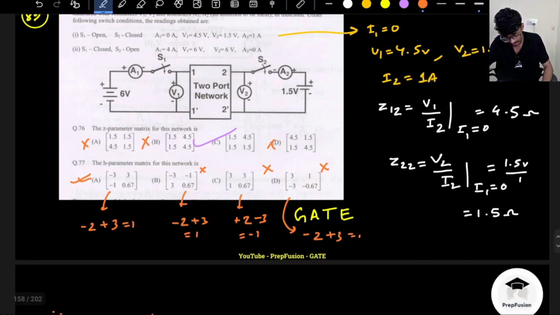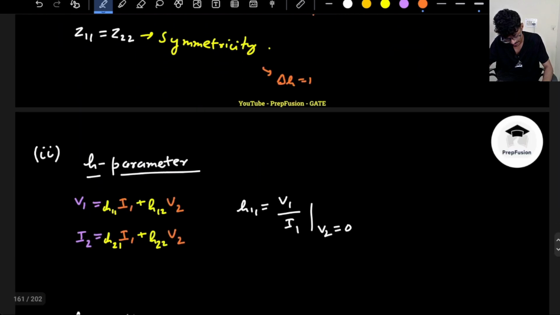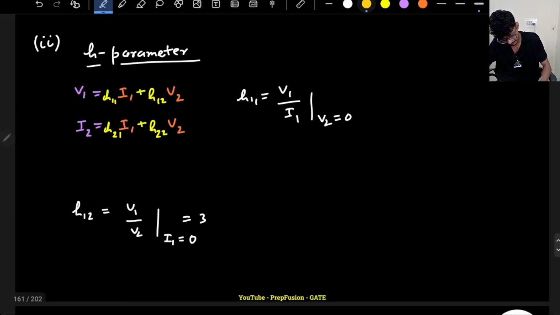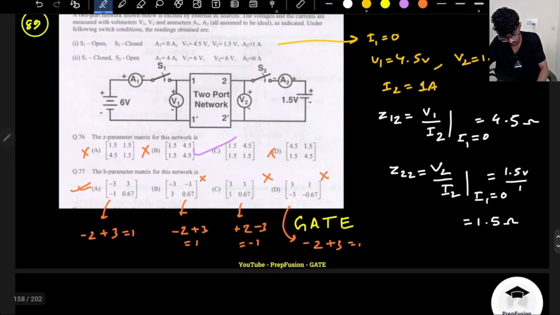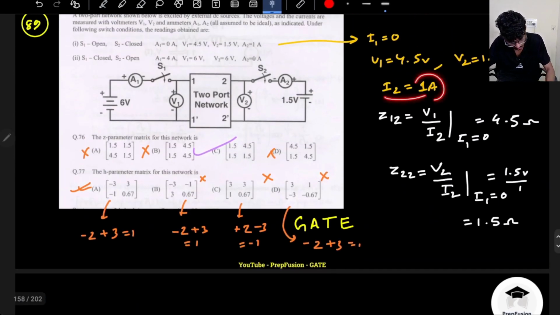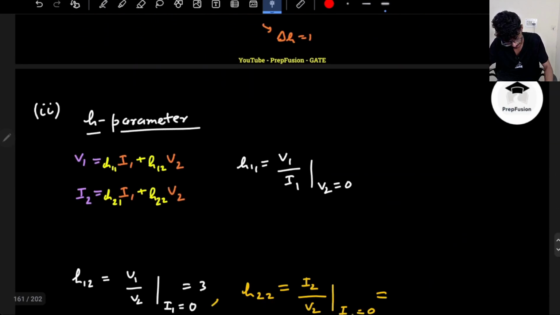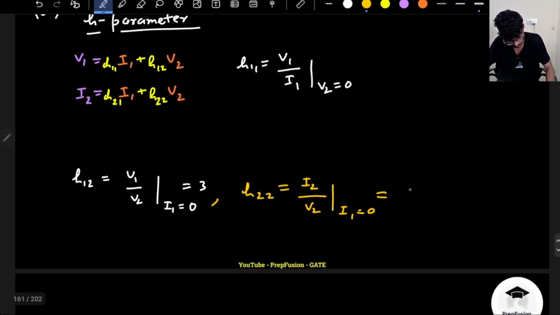If I verify it even further, what I can determine is H22. H22 is I2 by V2 when my current I1 is 0. So again coming back to this condition, I2 upon V2. So I2 upon V2 is 1 upon 1.5. It will be 2 by 3. So this will be 2 by 3.